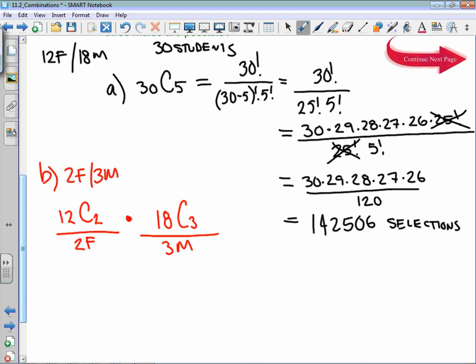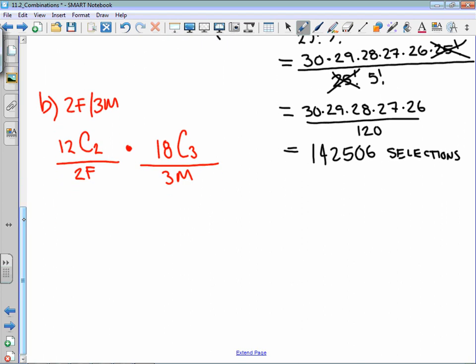I'm going to use my calculator for those, and then we'll do the multiplication after the fact just to make sure we see it. Please do ensure that you can use your calculator to find this. 12 choose 2 is 66. And then 18 choose 3 is 816.